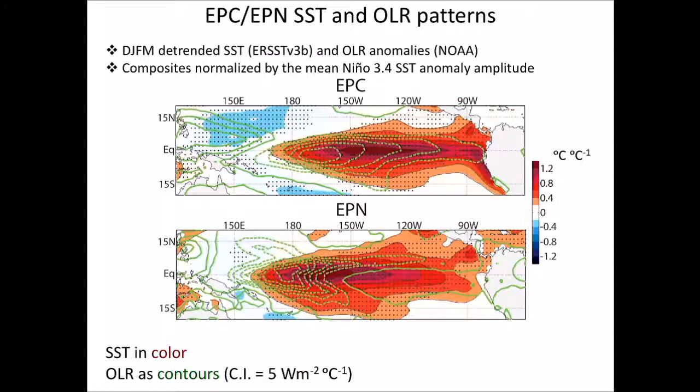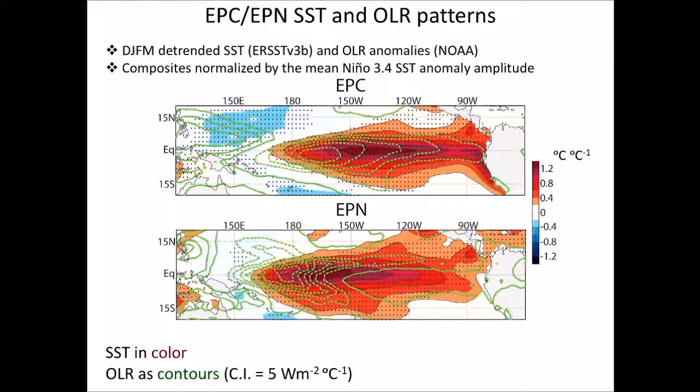Okay, so now let's take a look at differences in the SST and the OLR patterns between these two categories. So SST is in the color shading, OLR is in the contours. So this is December through March, and these anomalies are detrended. And in all cases, the composites are normalized by the mean Niño 3.4 SST anomaly amplitude. So I'm normalizing these composites because I want to focus on differences in the pattern rather than the amplitude. And we know that the convective Eastern Pacific events tend to have higher amplitude.